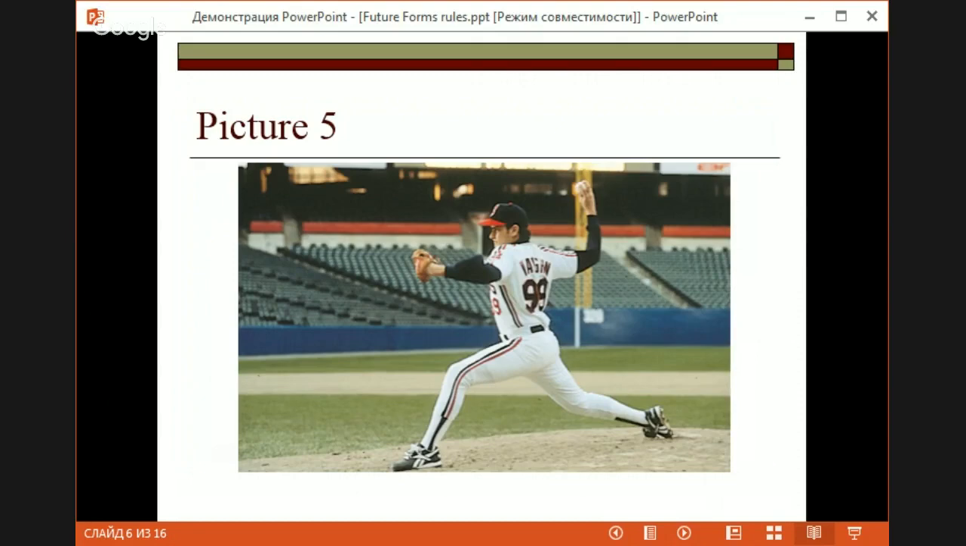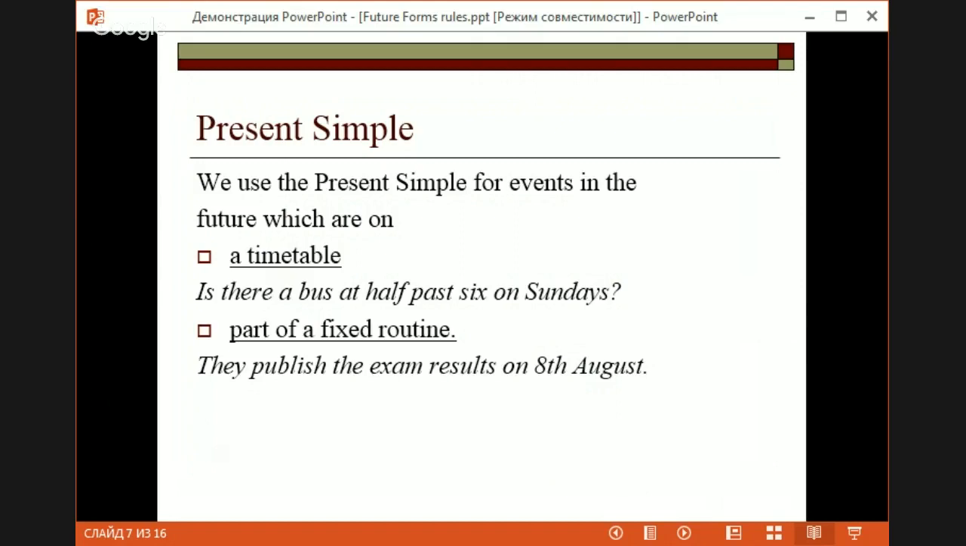Let's move on. The first one, maybe it can be a surprise for you, but actually present simple is used to express some future actions. Usually these actions are connected to the timetable. So some regular actions which happen every day or every month, and this action we will do in the future. Or also it can be a part of a fixed routine. But as for me, these two rules are the same.